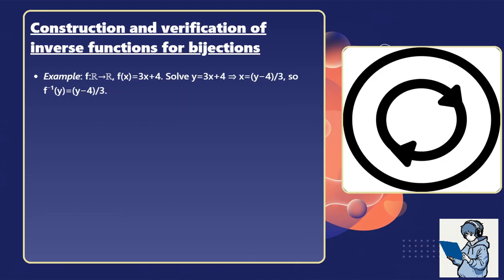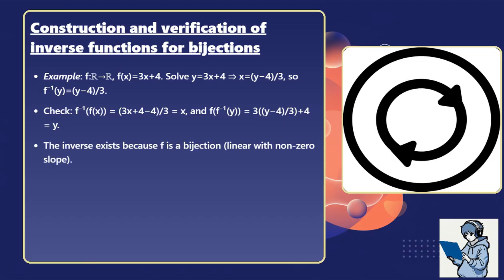Example: f from the real numbers to the real numbers, f of x equals 3x plus 4. Solve y equals 3x plus 4. Therefore, x equals (y minus 4) divided by 3. So f inverse of y equals (y minus 4) divided by 3. Check: f inverse of f of x equals (3x plus 4 minus 4) divided by 3, which equals x. And f of f inverse of y equals 3 times ((y minus 4) divided by 3) plus 4, which equals y.